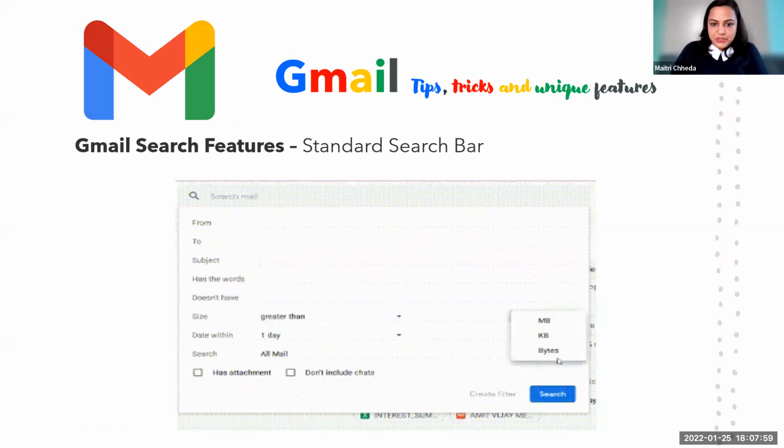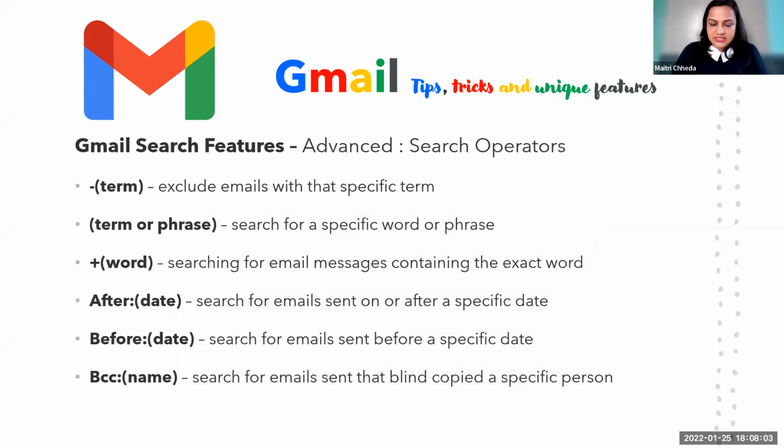But what if I were to say that I never use this? I use advanced search operators. These are the operators. You have a minus and a term. Brackets are just used to differentiate between this and this. You don't really have to use them in your search bar, but a minus and a term will exclude all the emails containing that specific term.